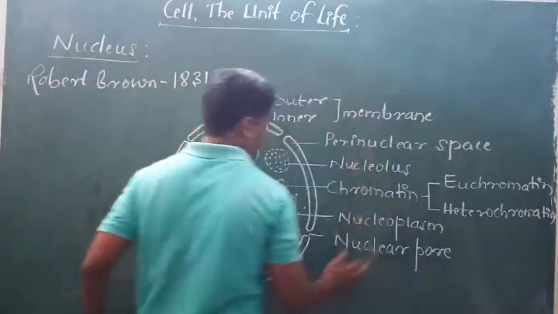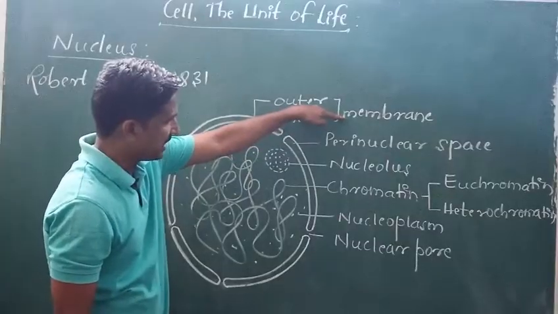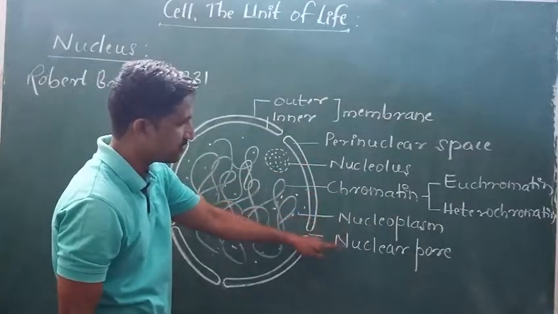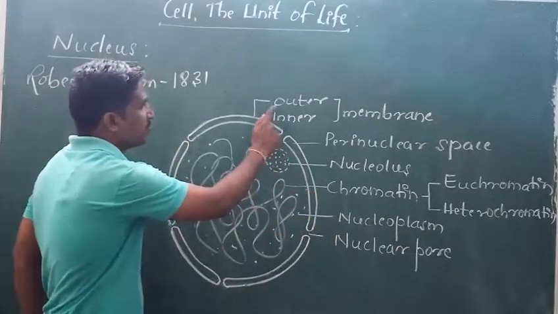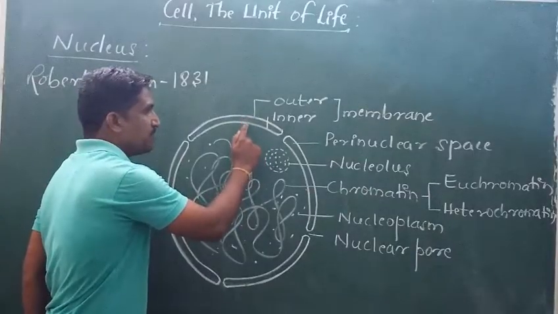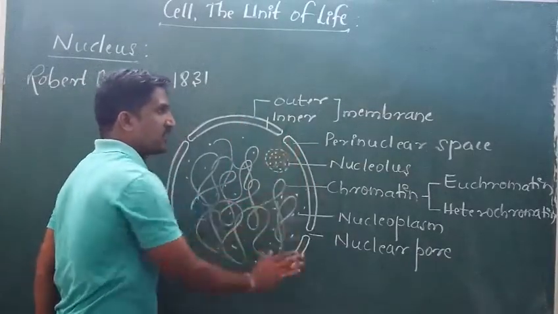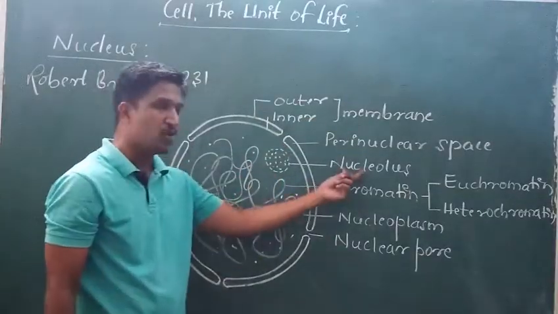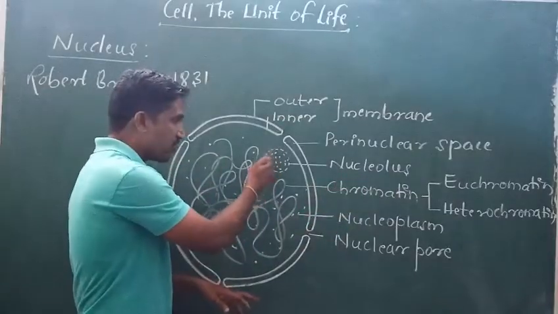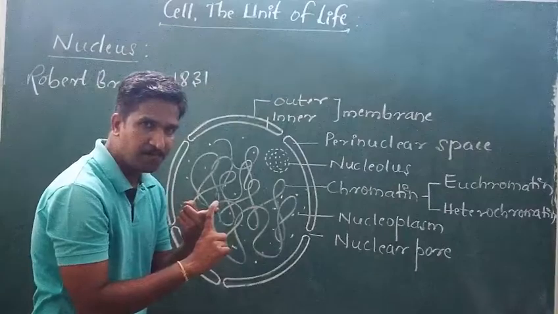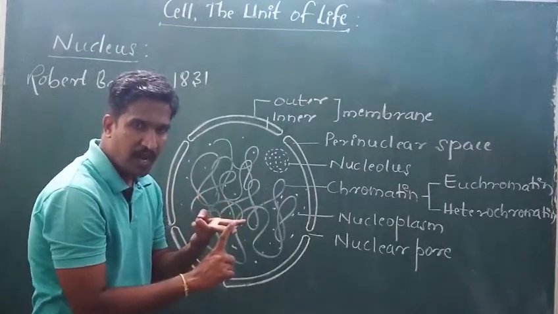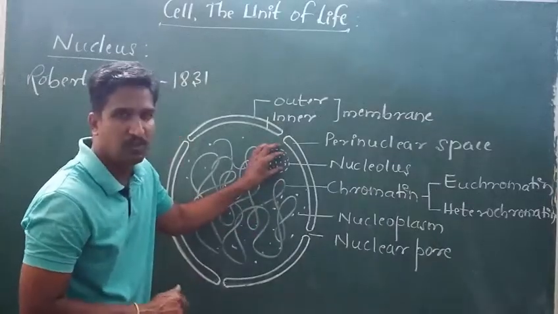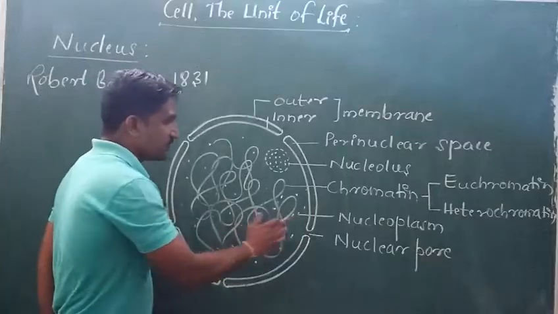Its structure consists of the following. The first structure is the membrane, second is the chromatin, third is the nucleolus, nucleoplasm, then nuclear pore. Among these, outer membrane and inner membrane will be present, and in between there is a space called perinuclear space. Inside that there is a ball-like structure, we call it nucleolus, without any membrane. It is mainly made up of rRNA, ribosomal RNA, and protein. That is the nucleolus.